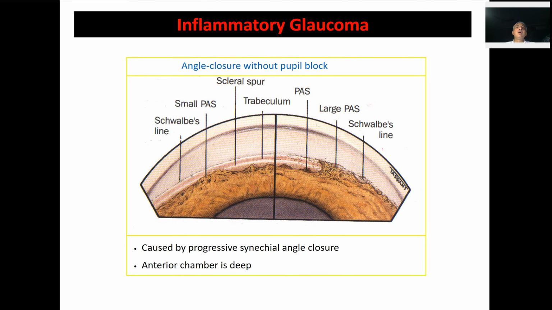The secondary is the angle closure without pupillary block we discussed before, which can be caused by progressive synechial angle closure, while the anterior chamber is deep due to inflammation. Progressively, like a zipper, you start to get adherence of the iris to the posterior surface of the cornea in a 360-degree fashion, producing posterior synechiae.